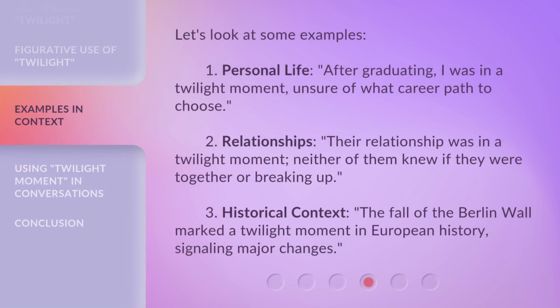Let's look at some examples. 1. Personal life. After graduating, I was in a twilight moment, unsure of what career path to choose. 2. Relationships. Their relationship was in a twilight moment. Neither of them knew if they were together or breaking up. 3. Historical context. The fall of the Berlin Wall marked a twilight moment in European history, signaling major changes.